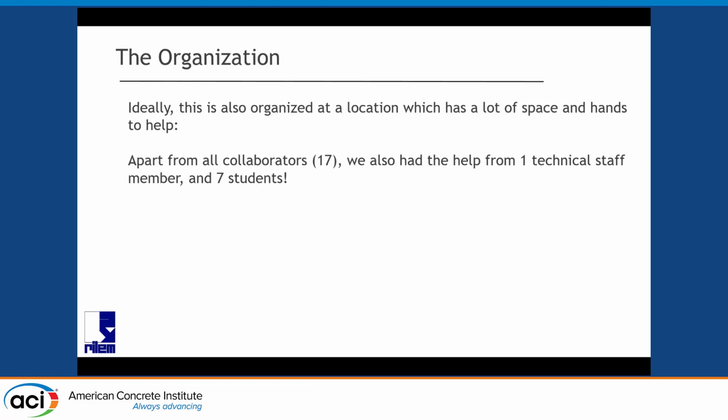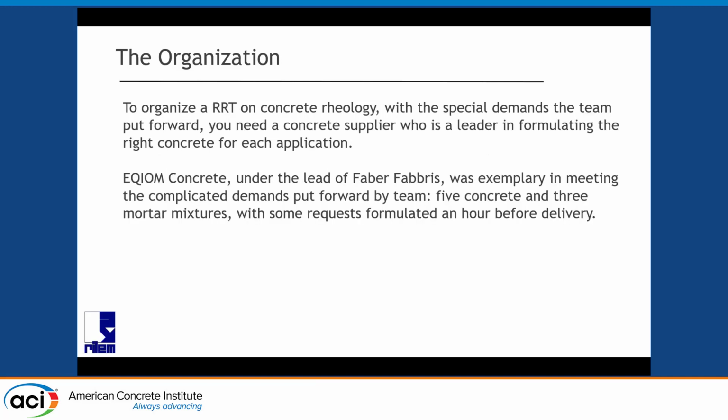You also do it in a place where you have a lot of space and a lot of people, right? So in total, we were 17 collaborators that afterwards have worked together on discussing the results, analyzing the data, coming to conclusions. And we had the help from one technical staff and 7 student members from around that place. So critical mass is essential. You're not going to run this with 3 people. It's not going to work, right? And here's maybe, in my opinion, the most critical one.